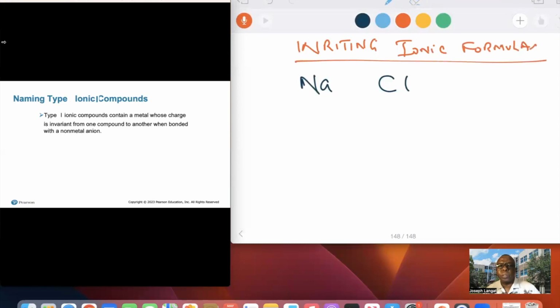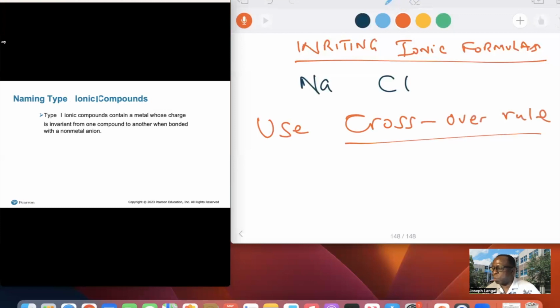For type 1, how do you write the ionic formula? The point here is to use the crossover rule. What does this mean, crossover rule? When you cross something, it's crossing, right? So that means you need to predict the ionic charge for each one of them, and then you cross over only the numbers, not the charge.